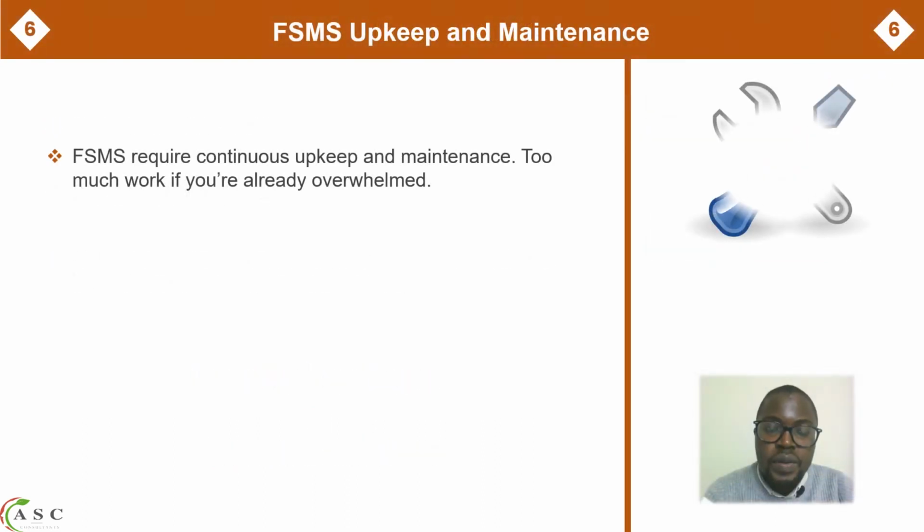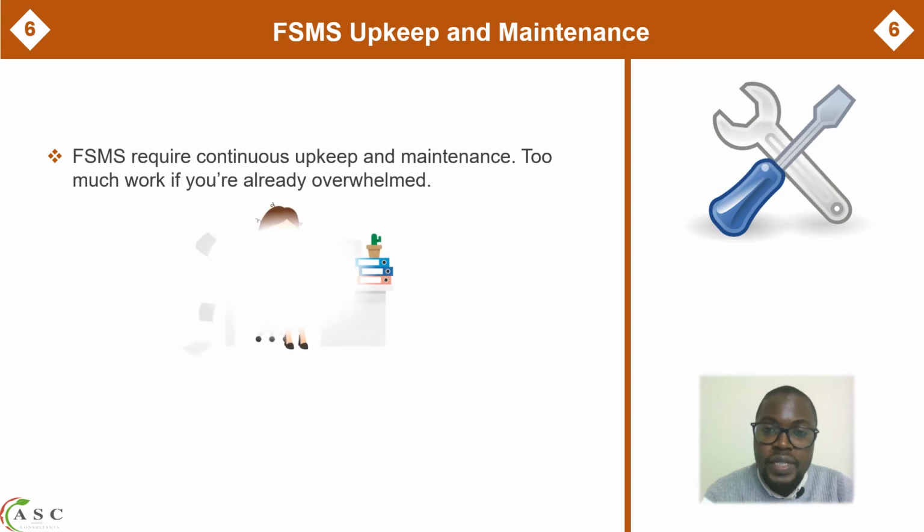Under topic 6, we are going to look at food safety management system upkeep and maintenance. You must ensure that you allocate the responsibility of managing your system to somebody who's responsible, who's good with admin, and who's clued up in terms of the food safety management system standard.